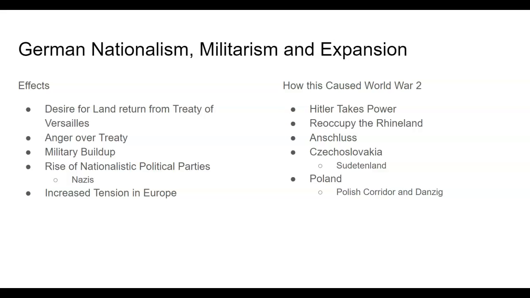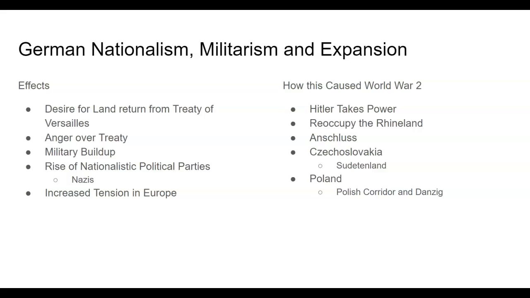You have the military buildup in response to when the Nazis come to power. You have these nationalistic political parties come to power in Germany, led by the Nazis, and all of these efforts at militarism and expansionism increase tension in Europe. Okay, how does this cause World War II? Well, it's kind of a series of events. We talked about all of these in class other than the last one.